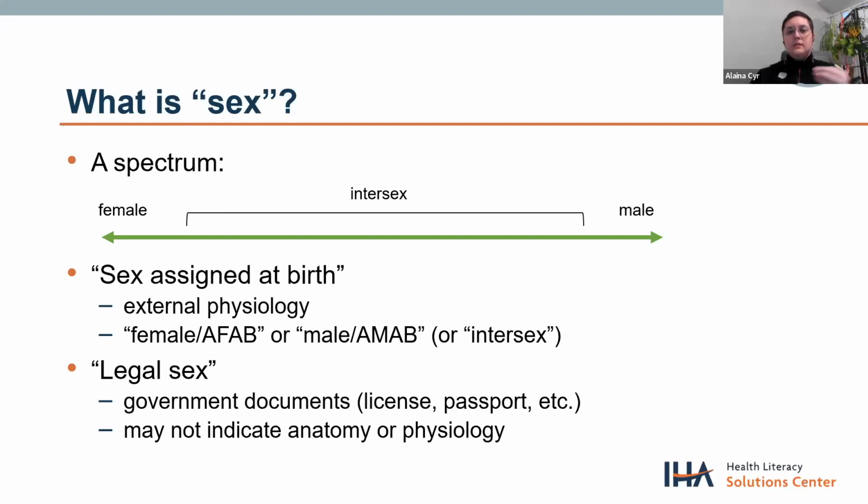Sex assigned at birth and legal sex can be different, but legal sex is what you have on your government documents, such as your license, your passport, here in Canada, your health card. And it doesn't necessarily associate with your anatomy or physiology, because you could have been assigned female at birth, but maybe for some reason you don't have a uterus. We'll talk a little bit more about that a little later as well.